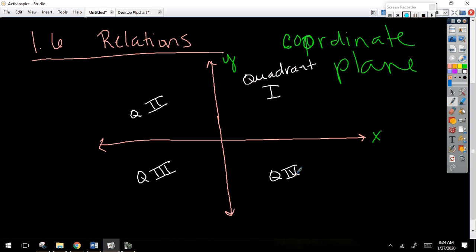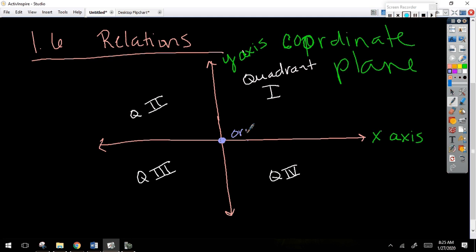All right, so we know that this is the y-axis. We call these axes here. So this is the y-axis, followed by the x-axis. X is always the horizontal axis. Y is always the vertical axis. What is this point called? The origin. That's always called the origin.